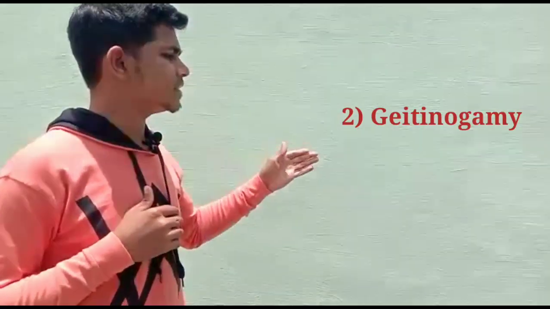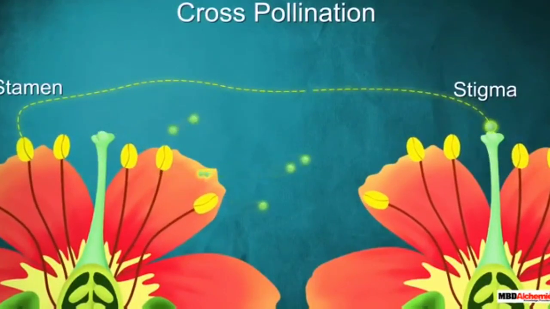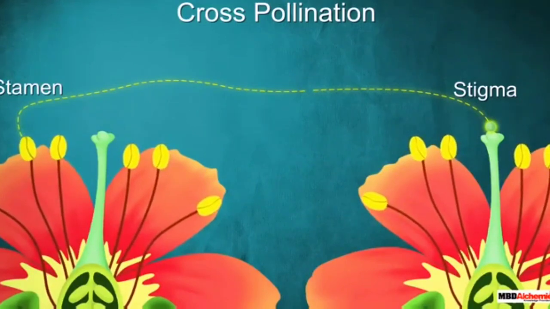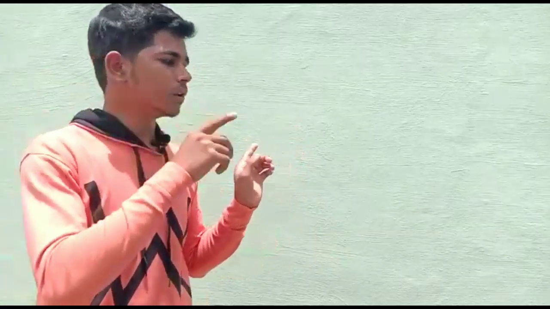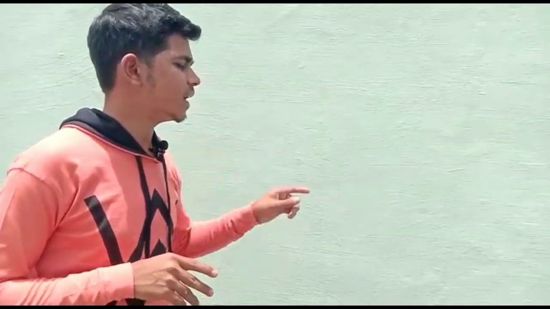Second, geitonogamy. What is meant by geitonogamy? It is the transfer of pollen grains from the anther to the stigma of a different flower in the same plant. Look at the screen, there are 2 flowers. One flower has the anther, and the other flower has the stigma. The transfer of pollen from the anther to the stigma of 2 different flowers in the same plant is called geitonogamy. The best example for geitonogamy is the corn flower.